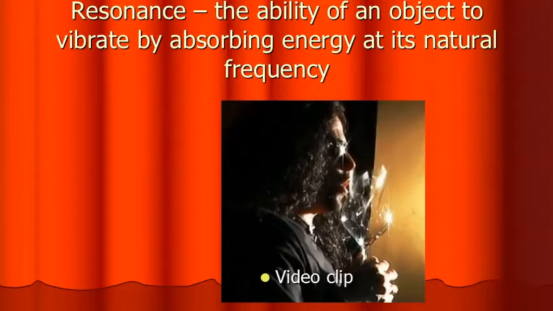And resonance is the ability of an object to vibrate by absorbing energy at its natural frequency. In other words, you hold a wine glass up in front of you, and if you sing just the right note, the wine glass kind of naturally vibrates at a certain speed, at a certain frequency. And so if you sing a note at just that right frequency, you can cause that wine glass to vibrate. And if you get it to vibrate enough, it can shatter. So take a look at this clip. This is a really cool clip where you'll see this happening in really, really slow motion.